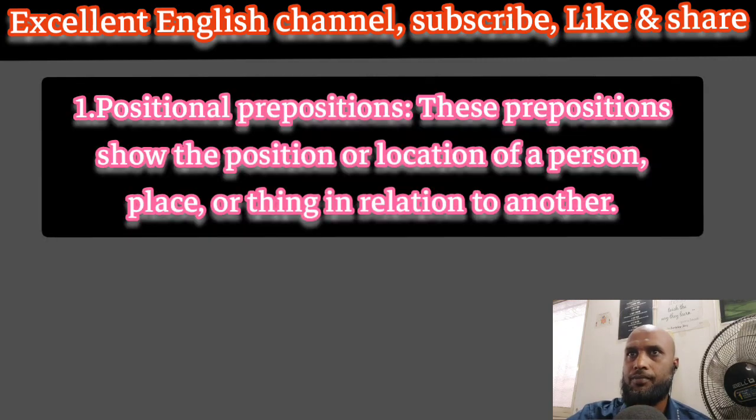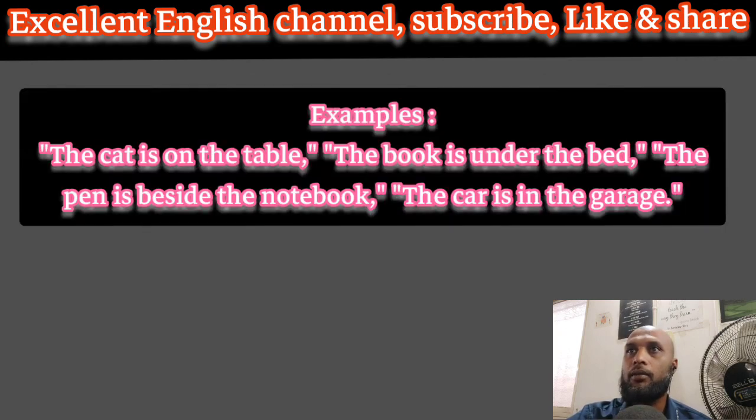Positional prepositions. These prepositions show the position or location of a person, place, or thing in relation to another. For example, the cat is on the table. On is the preposition here. The book is under the bed. Under is the preposition. The pen is beside the notebook. Beside is the preposition. It's a positional preposition.